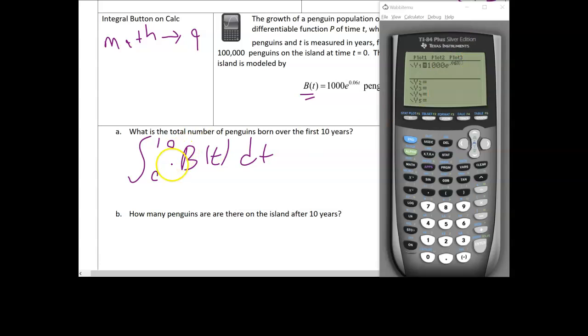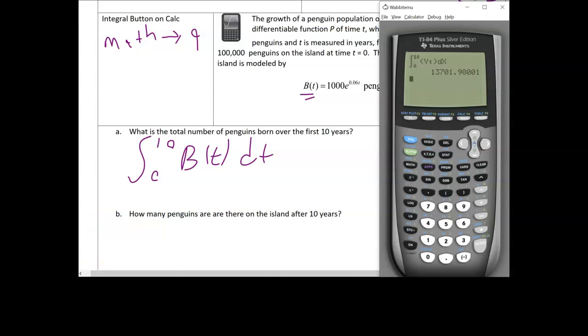Remember, b of t is my y1, so what this could look like is I could go Math 9, and then my bounds are from 0 to 10, the first 10 years. And then instead of retyping my whole b of t, I'm going to hit the variables button, vars, go over to Y variables, hit function, and then I get a list. So I can just stick in that y1. Make sure you rewind if you didn't see that. And then with respect to x, and then hit enter.